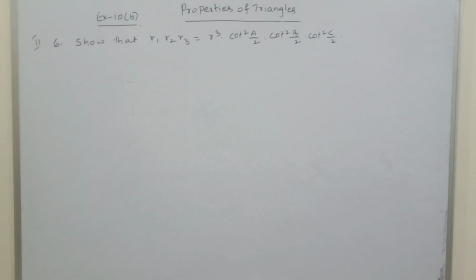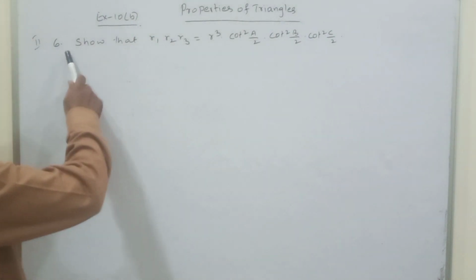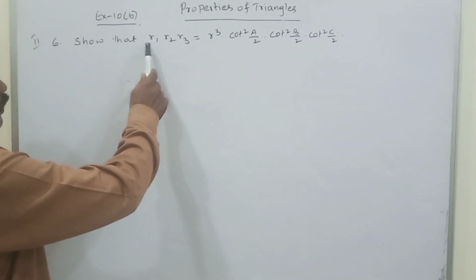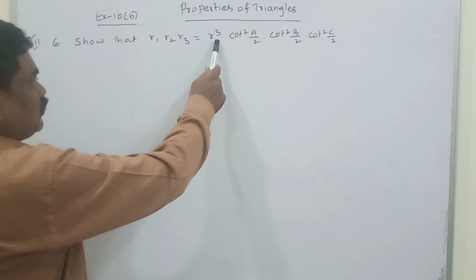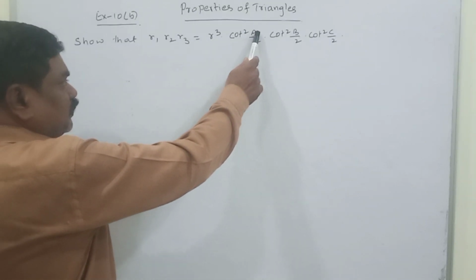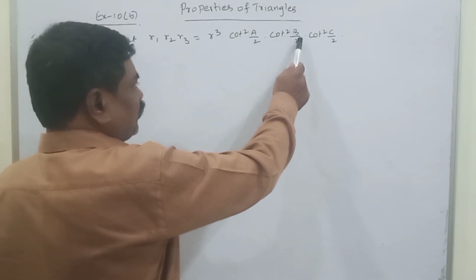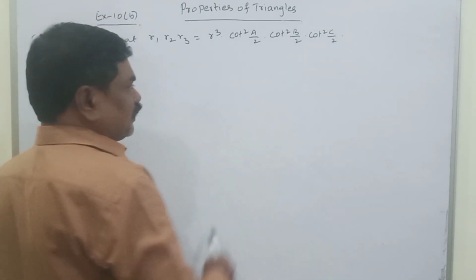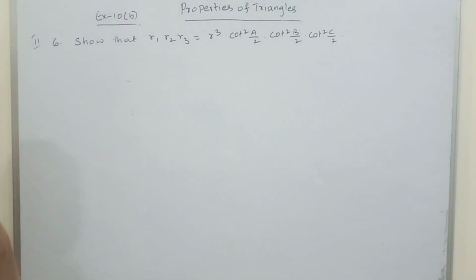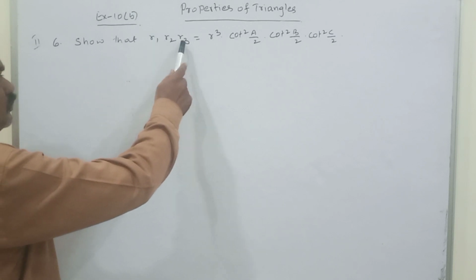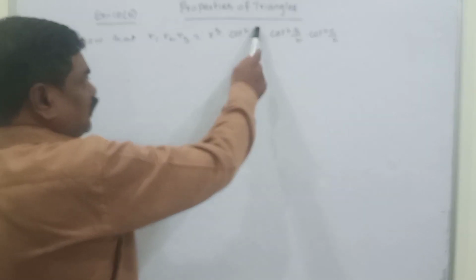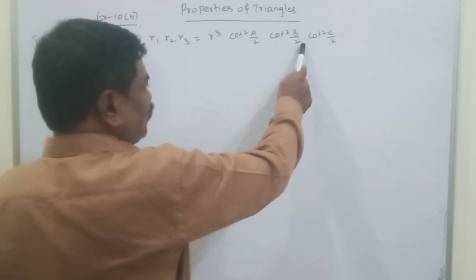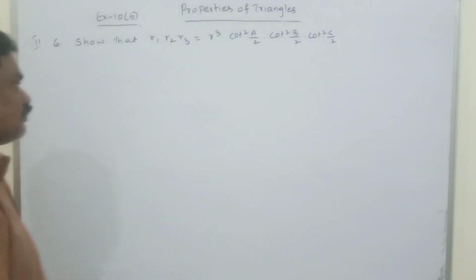Dear viewers, here sixth problem. What is sixth problem here? Show that R1, R2, R3 is equal to R cube cot square A by 2, cot square B by 2, cot square C by 2. Okay, once again, R1, R2, R3 is equal to R cube into cot square A by 2, cot square B by 2, cot square C by 2.